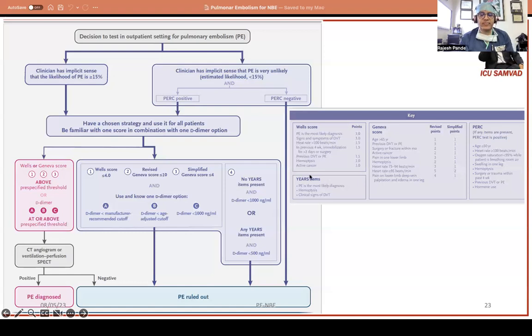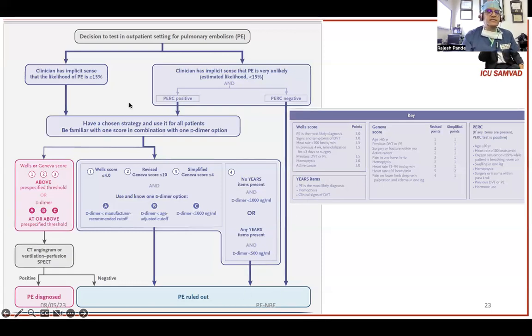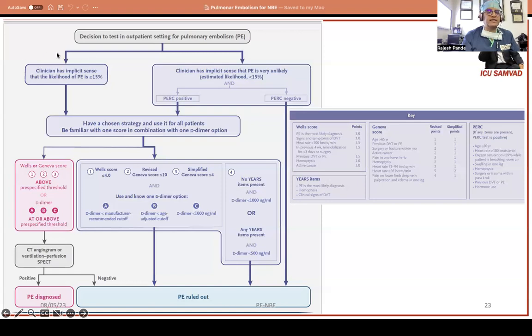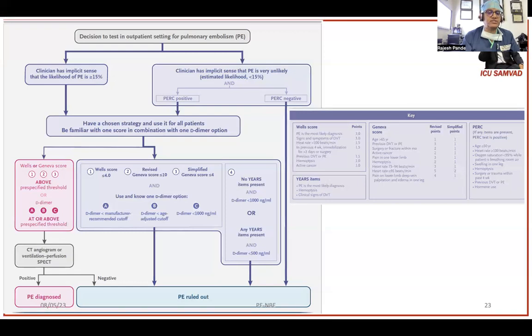In case the YEARS criteria are absent, and D-dimer is less than 1000 nanogram per mL, then also pulmonary embolism is ruled out. Even if one of these YEARS criteria is present, but D-dimer is less than 500, then also pulmonary embolism is ruled out. So now let us see where the clinician feels that the likelihood of pulmonary embolism is more than or equal to 15%.